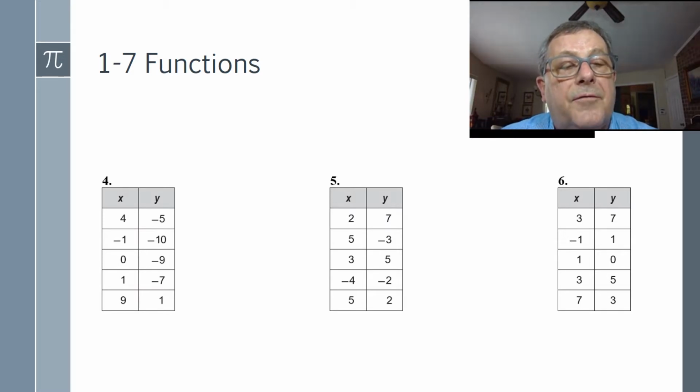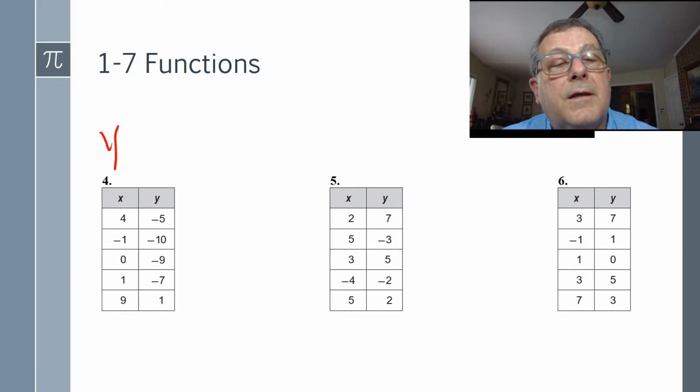So let's see, I'm going to scan through my x values: 4, -1, 0, 1, 9. That looks pretty good so far. When x is 4, y is -5. When x is -1, y is -10. When x is 0, y is -9. When x is 1, y is -7. And when x is 9, y is 1.